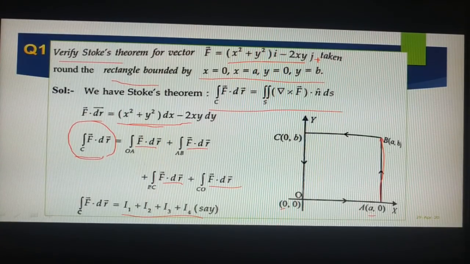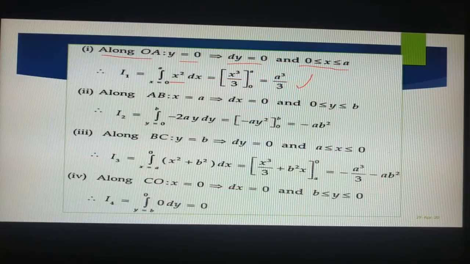What is changing? So x is constant, right? And y is changing from 0 to b. So what is the value of x? x is equal to a. So when x is equal to a, dx is 0, and y is varying from 0 to b.